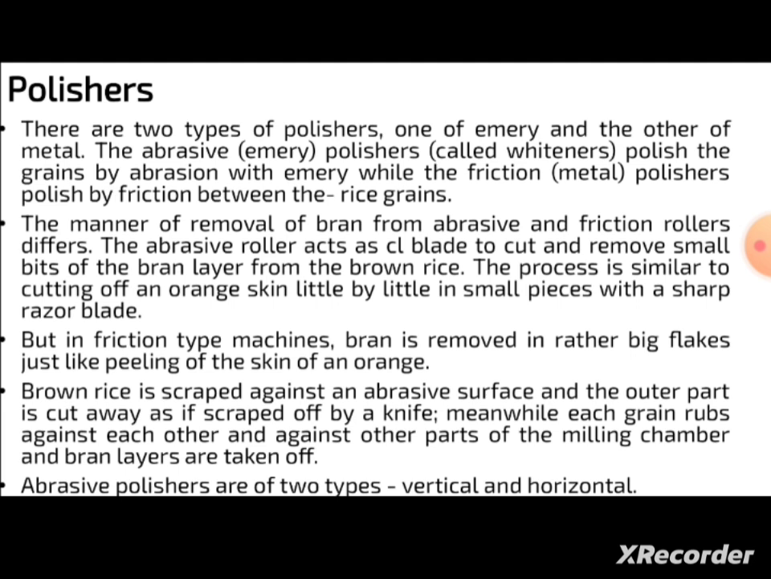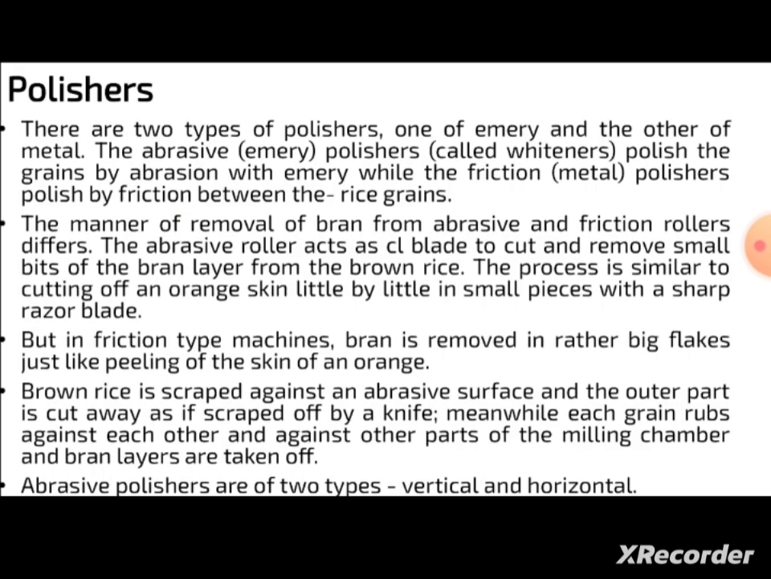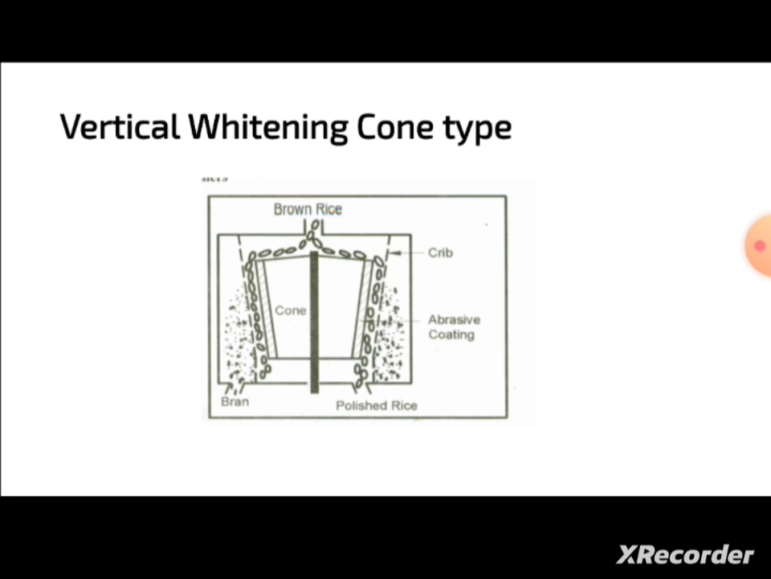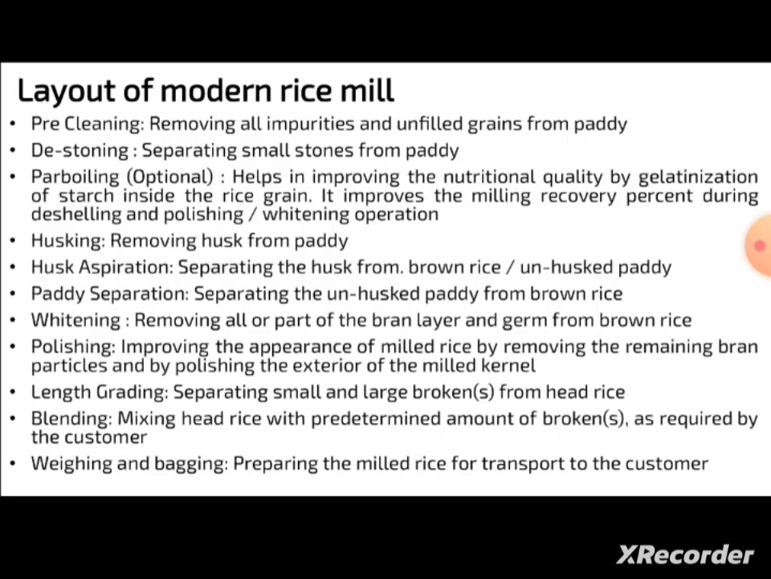The abrasive polishers polish the grains by abrasion with emery, while the friction polishers polish by means of friction between the rice grains. In abrasive polishing, an emery surface is placed on a rubber roll or a sheet. The grains make friction between the emery and the grains, so that the bran layer is removed. In friction metal polishers, the polishing takes place between the rice grains, so that the removal takes place. Examples are vertical whitening, cone type, horizontal type abrasive polishers, and horizontal polishers. These are certain types of polishers involved in these techniques.